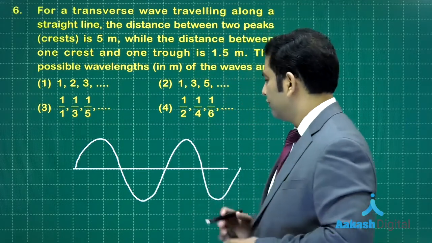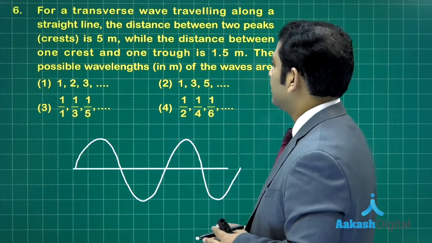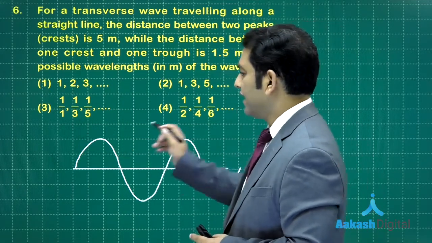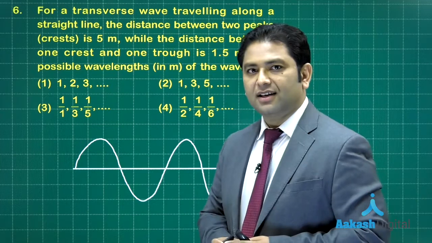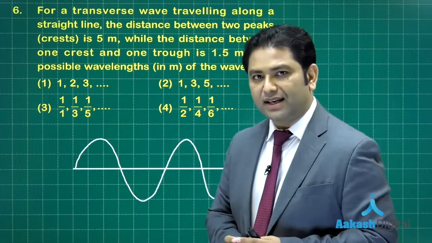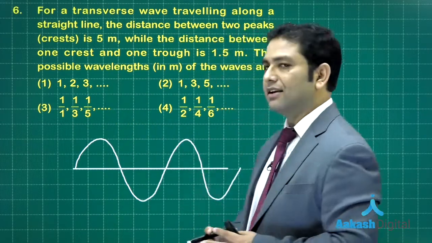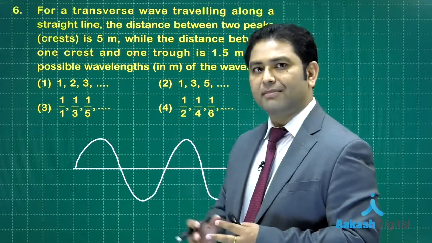So that will be sufficient for me. Now the first thing, what does it say? The distance between two crests is 5 meters. So what would be the distance between two successive crests? 1 lambda. It can also be between one crest and another crest. That will be 2 lambda, 3 lambda, 4 lambda, anything.